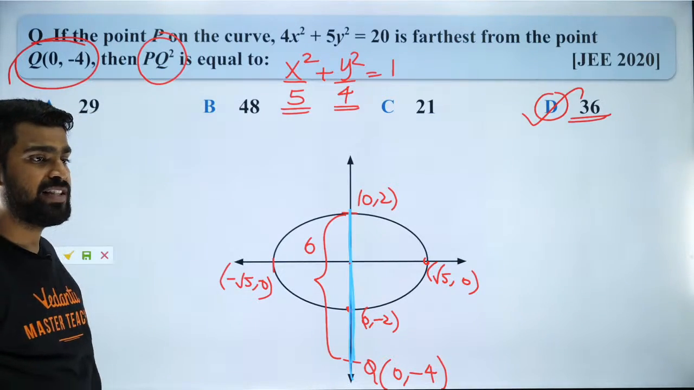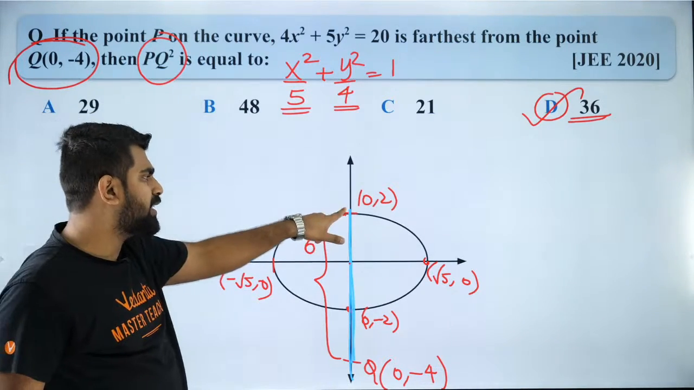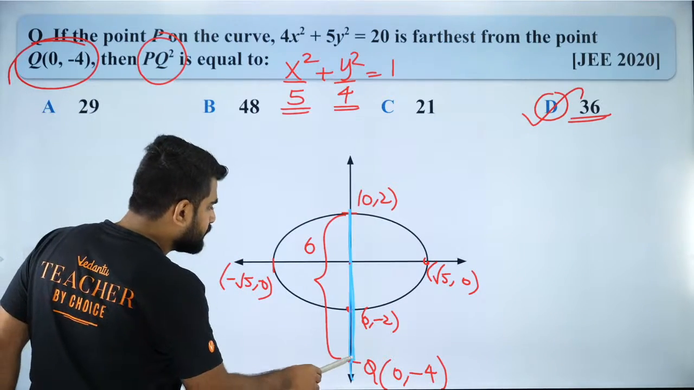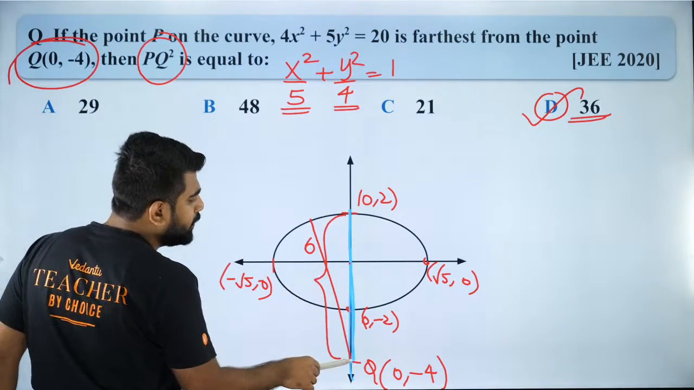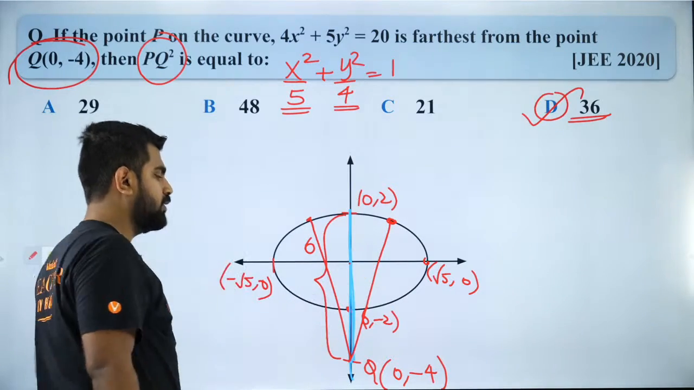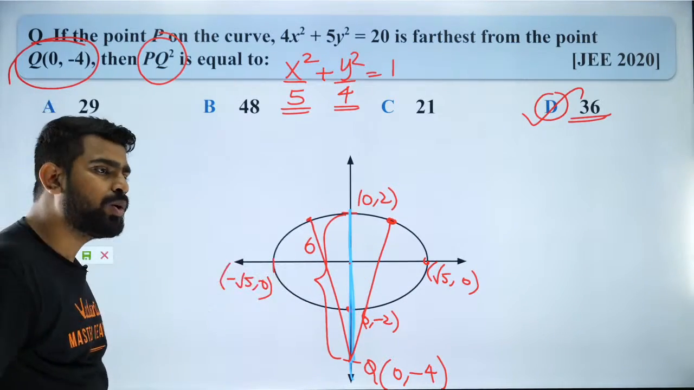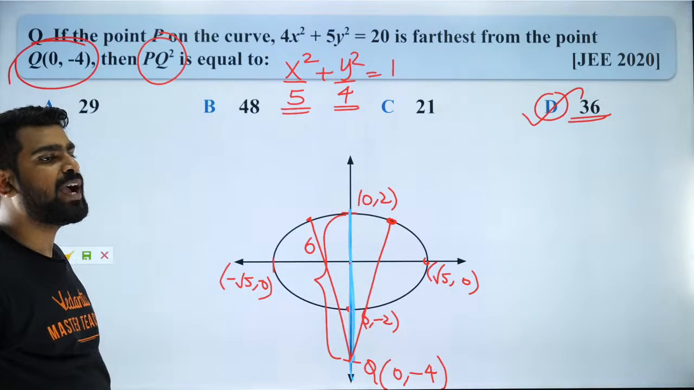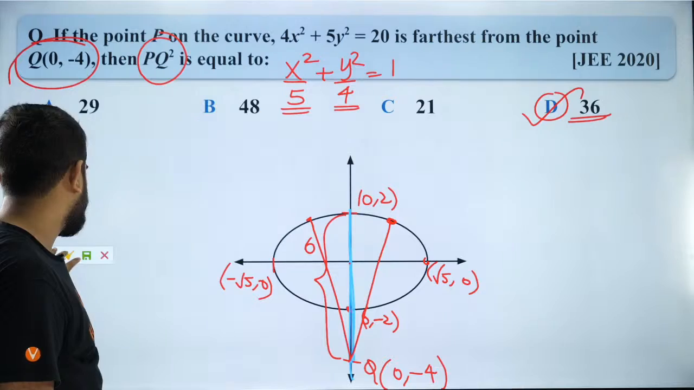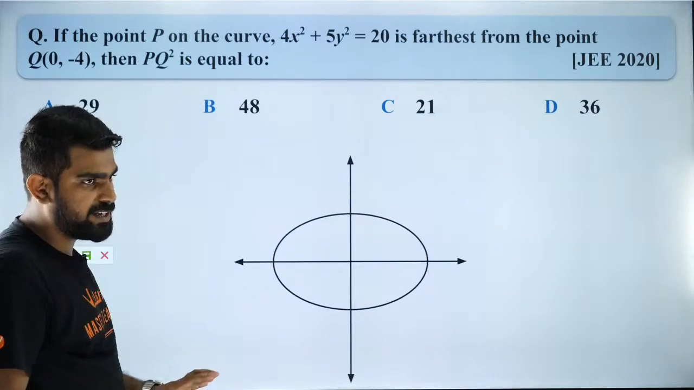Now some of you might be asking, sir, how do you know for sure that this is the farthest point? Why can't it be like this? This can also be farthest, no, sir. How can you correctly tell? Is it obvious? No, guys, you are right. If you ask this question, that means you are smart, because it is not very obvious.